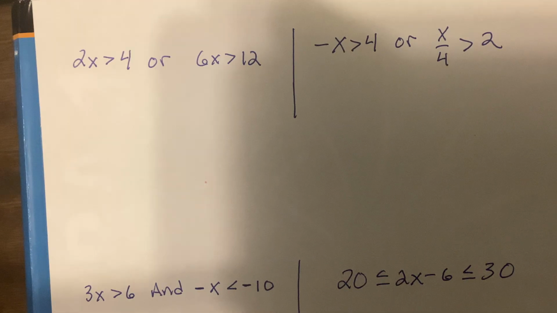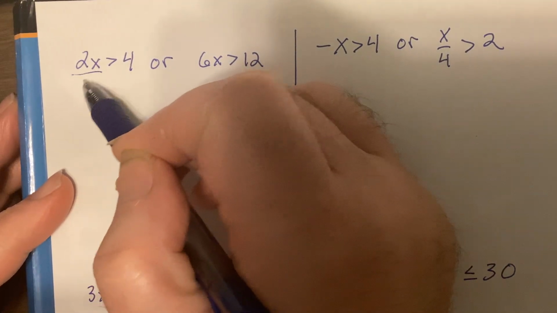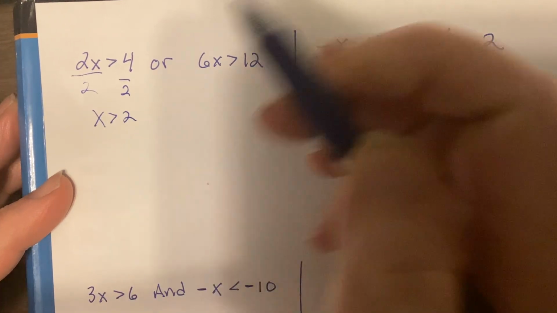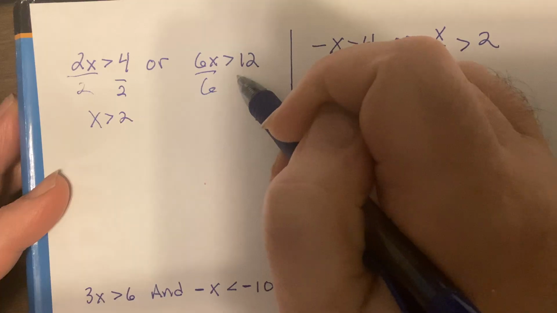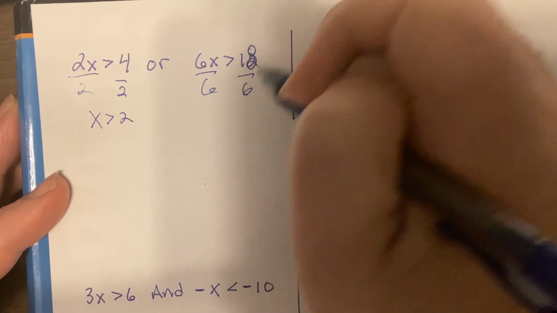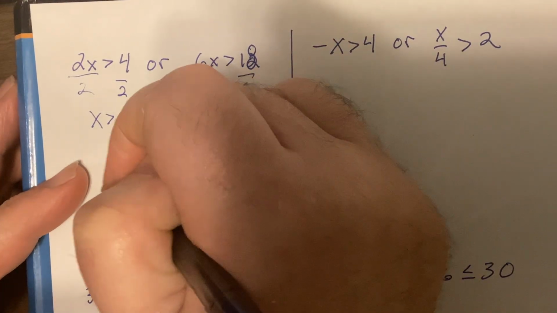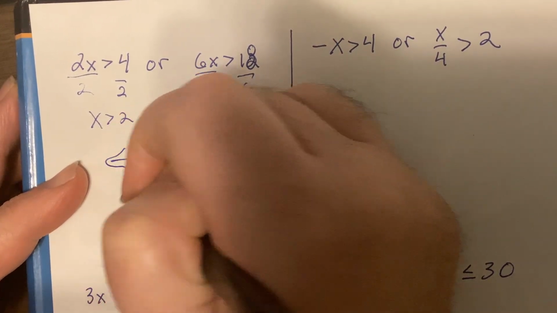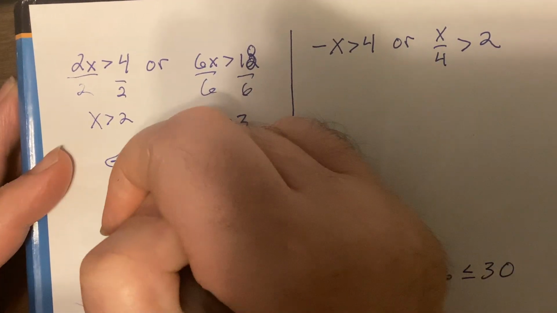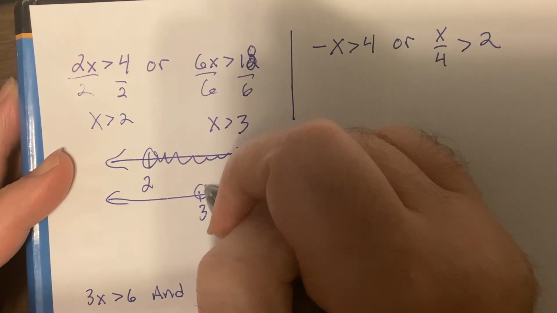Oh my. So ORs, you solve this. We're going to divide both sides by 2. Here, divide by 6. Oh, let's change it to 18. So that would be x is greater than 3. So here's x is greater than 2. Here's x is greater than 3.